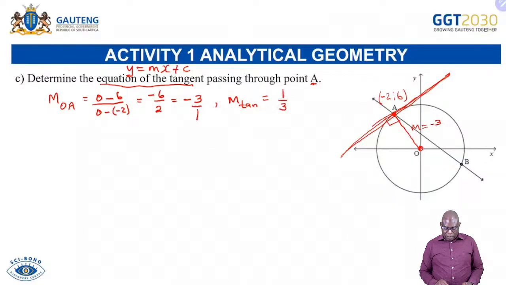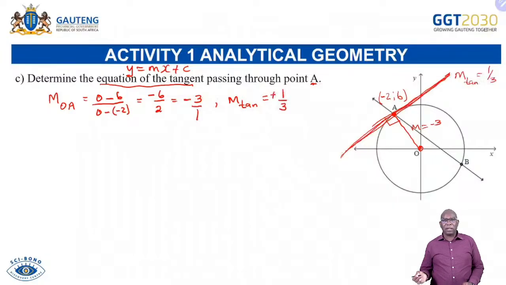If it's a negative, I write this one as a plus. You don't have to write the plus. We know 1 over 3 and plus 1 over 3 is the same thing. Now I've got the gradient of that line. What is the gradient of that line? The gradient of the tangent is 1 over 3.